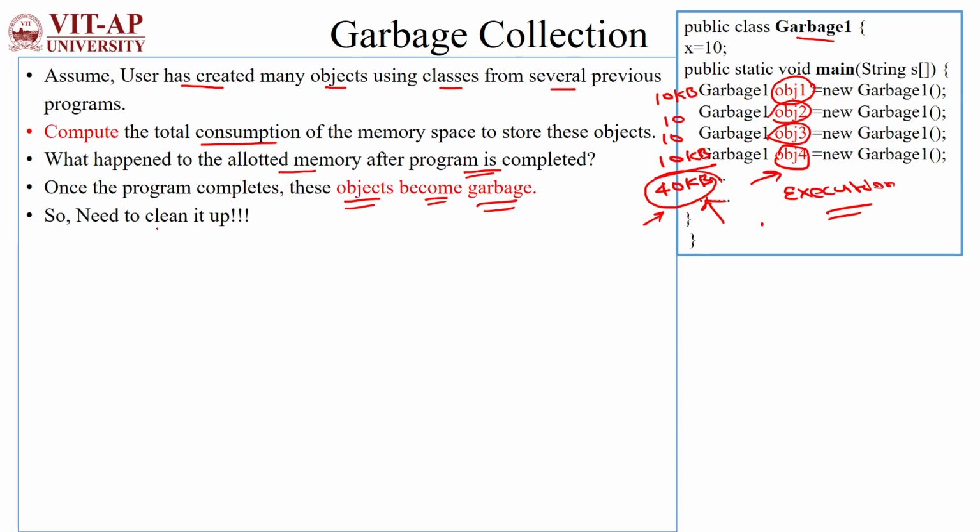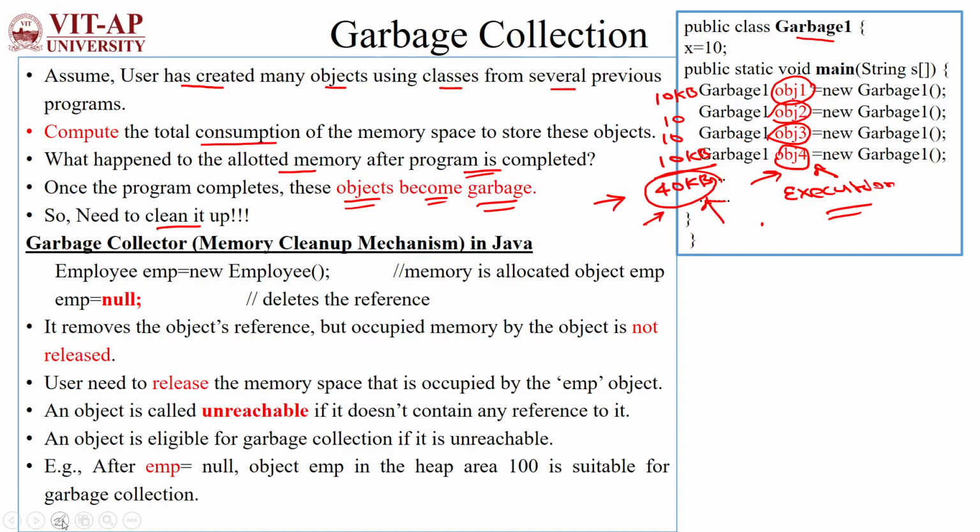So we have to clean up that memory space. This 40 KB has to be released from these four objects and allotted to other purposes. This can be done using the garbage collection concept, which is the memory cleanup mechanism in Java programming. This wastage of memory is called garbage. So we have to reclaim that memory space from these wasted or unused objects. That is called garbage collection.